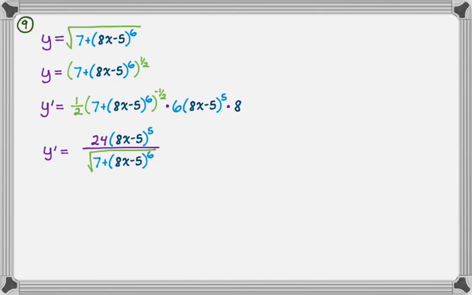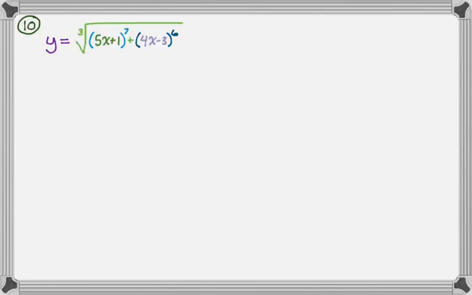All right, let's take a look at one more. Here we have the cube root of the quantity 5x plus 1 to the 7th plus the quantity 4x minus 3 to the 6th. Okay, so it's just going to be chain rule. It's kind of the whole point. I'm not even going to bother rewriting this one as a rational exponent. It's just to the 1/3. I'm thinking of that in my head. So it's going to bring down the 1/3, and then everything that's inside that radical. And then it's 1/3 minus 1, which is negative 2/3.